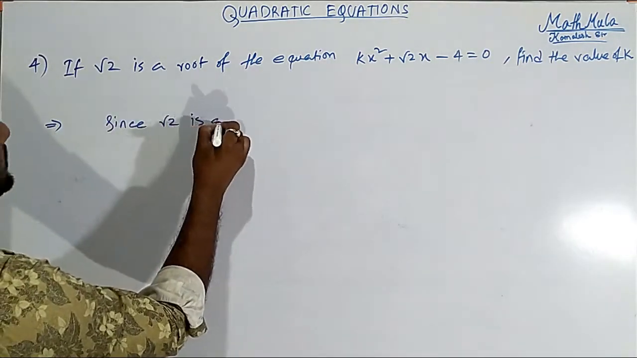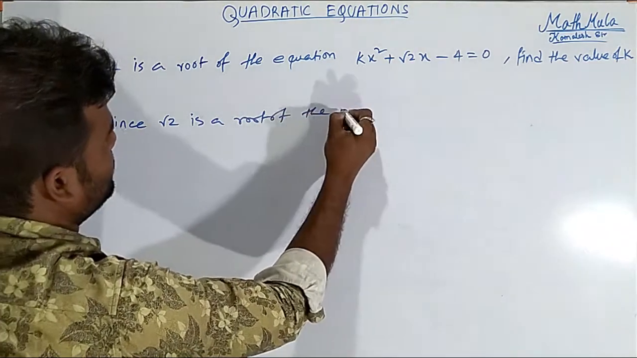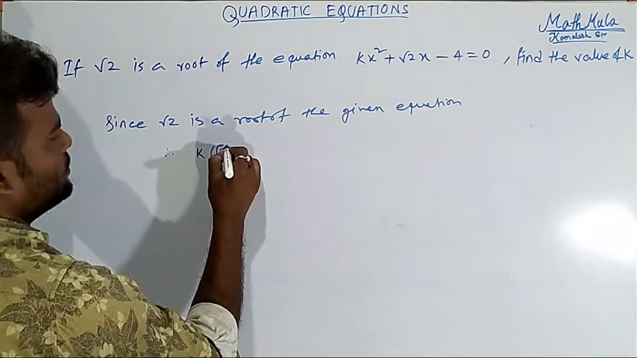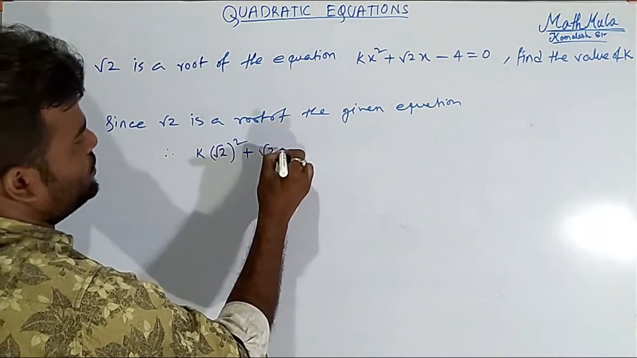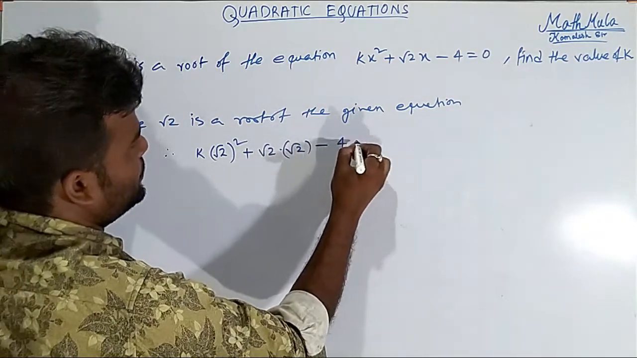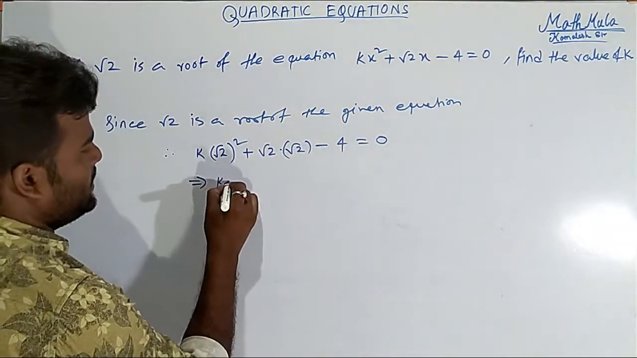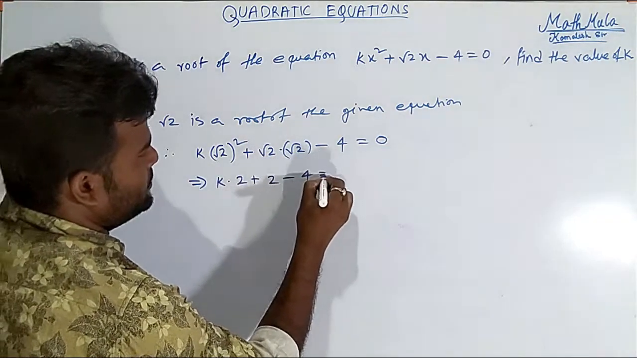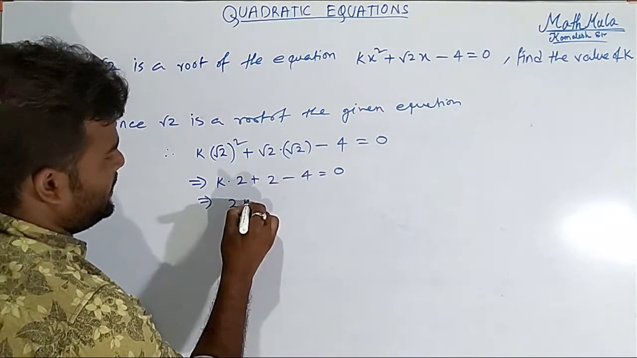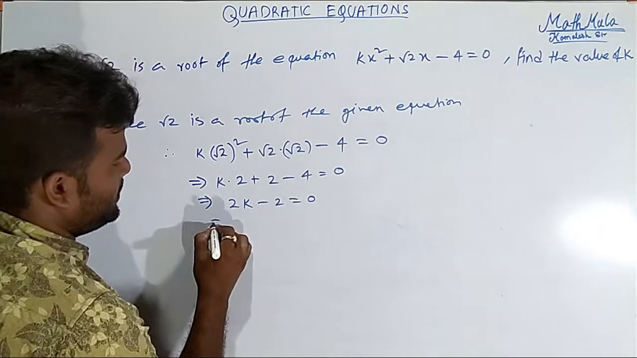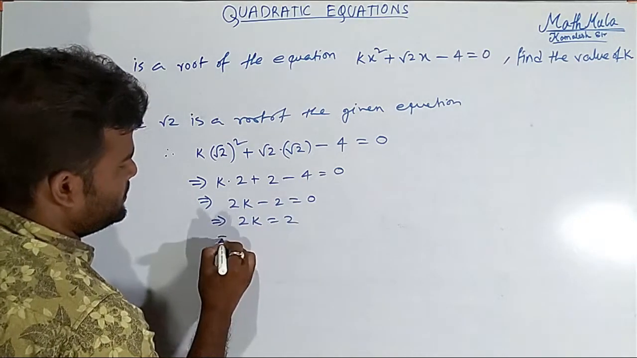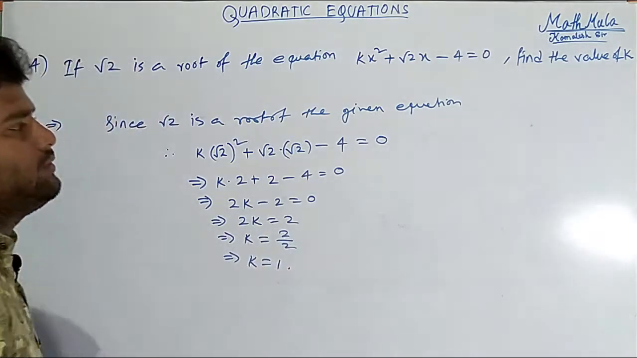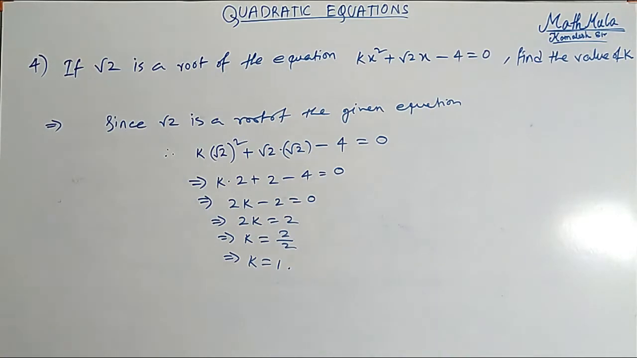Since root 2 is a root of the given equation, therefore k of x square, that means root 2 square, plus root 2 into root 2 minus 4 is equals to 0. That implies k into root 2 square, that is 2, plus root 2 into 2, that is 2, minus 4 is equals to 0. That implies 2k minus 2 is equals to 0. That implies 2k is equals to 2. That implies k equals to 2 by 2. That implies k equals to 1. So the value of k is equals to 1. That's it.